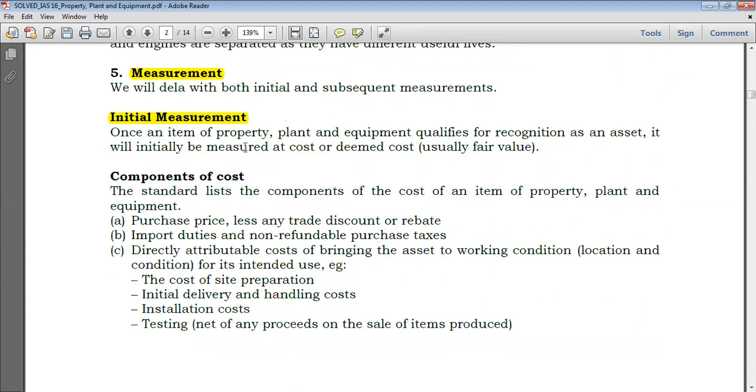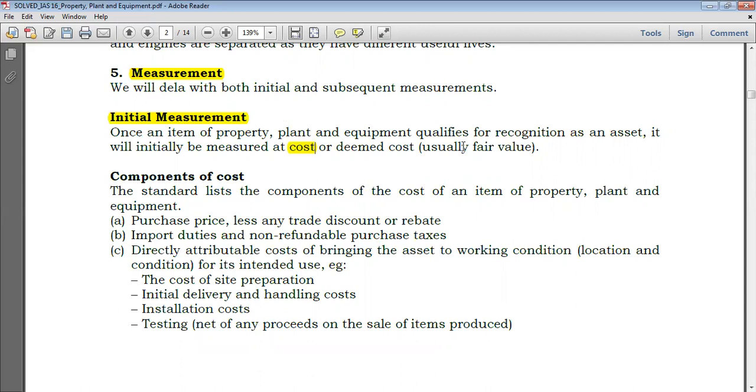So once an item of property, plant, and equipment qualifies for recognition as an asset, it will initially be measured at cost. This is the main point. A lot of explanation, but this is the main point. You have to recognize it at cost. Or sometimes we call it deemed cost, usually fair value. You know why?